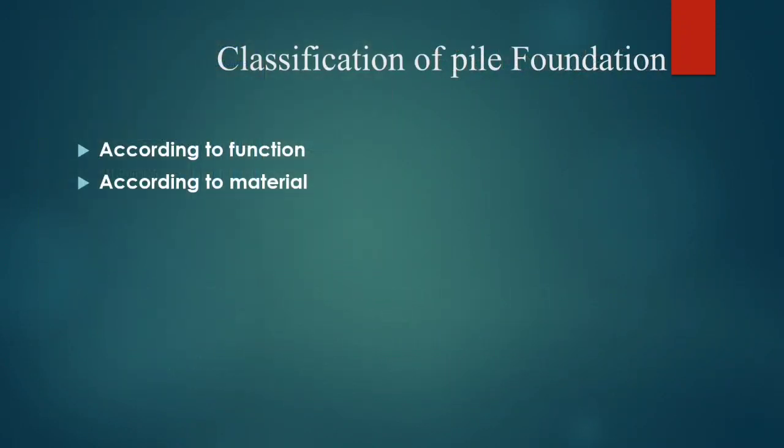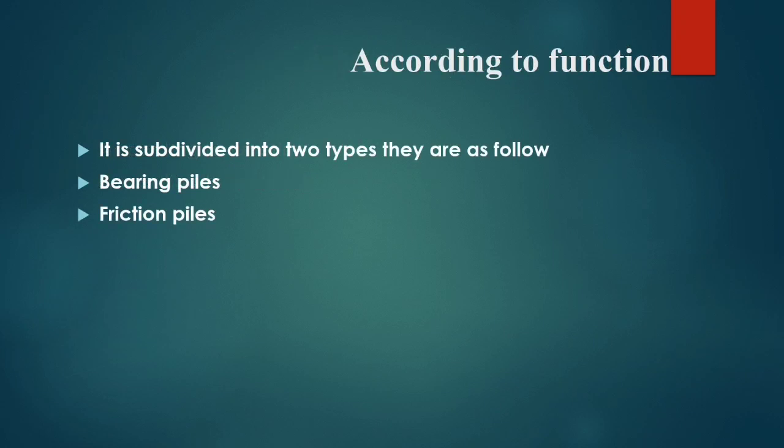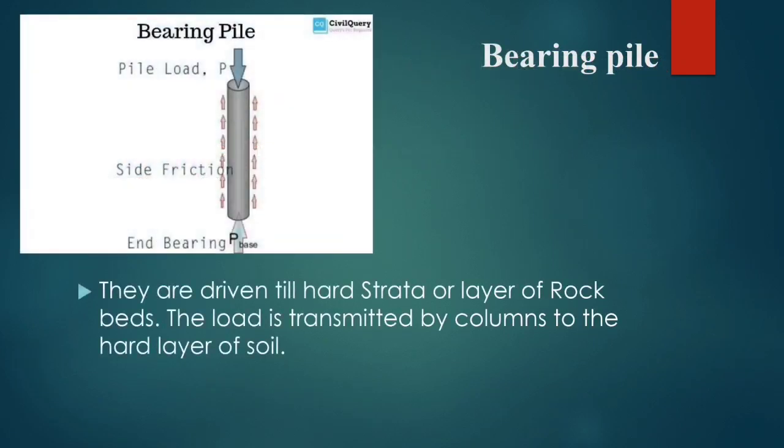As we talk about pile foundation, it has its classifications. First, we have according to function, and second, we have according to materials. According to its function, it is subdivided into two types: bearing piles and friction piles. As we go on, we are talking about their advantages and disadvantages as well. First, let's talk about bearing pile.